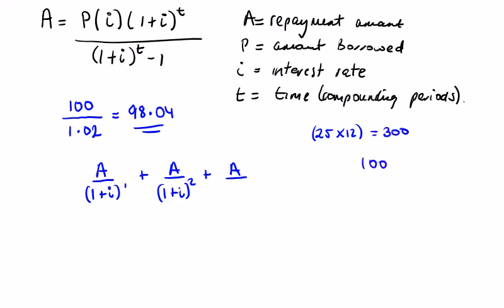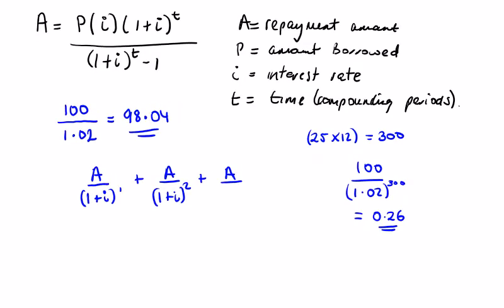So if I divide 100 by 1.02 to the power of 300, we get a tiny figure of just 26 cents. So if I invest 26 cents for 300 periods, getting 2% at a time, it grows all the way to 100. So this is where this amortization formula comes in. Plus all the way to whatever the last payment is, A over 1 plus I to the power of T.